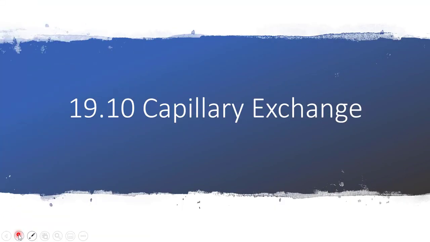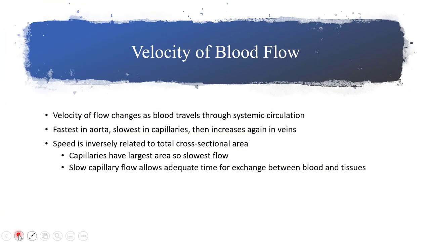So, capillary exchange. Now, we're looking at different organs, and we're going to have a generalized view of the capillary exchange by looking at several aspects. First, let's take a look at the velocity of blood flow. Velocity of flow changes as blood travels through the systemic circulation. It is usually the fastest in the aorta, and slowest in the capillaries. Then it would increase slightly again in the veins.